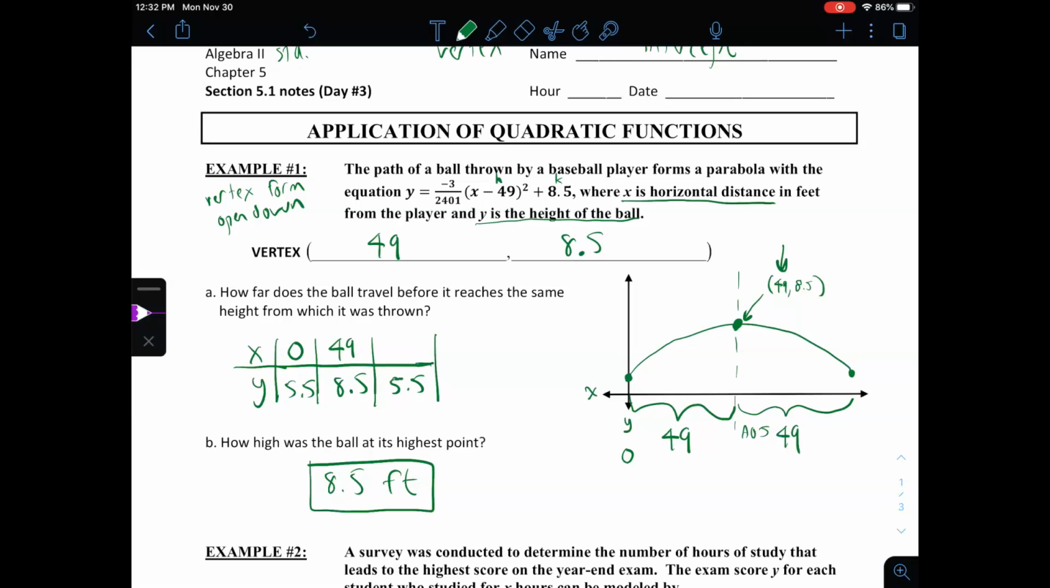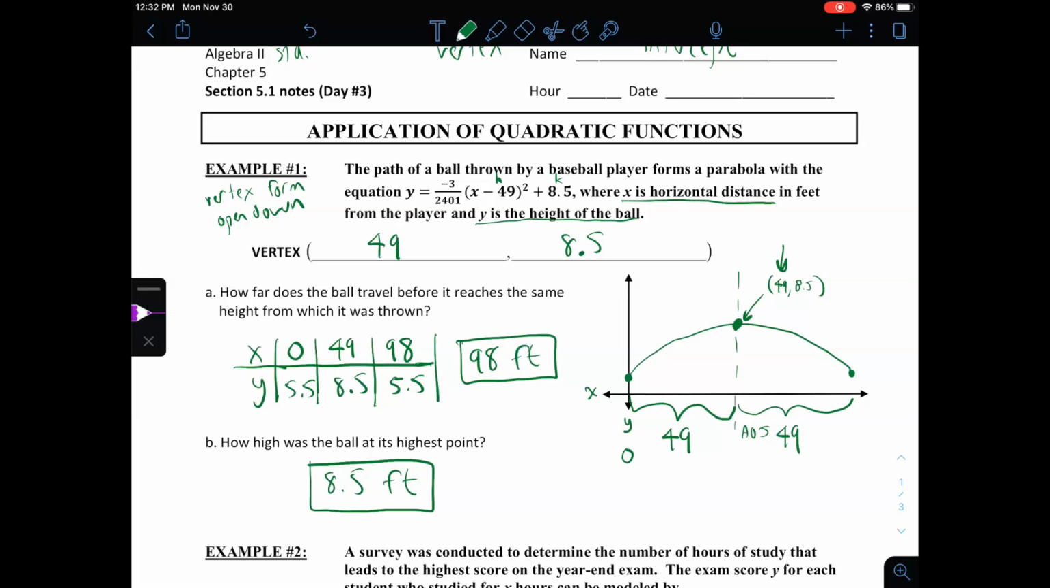Because a parabola is symmetrical on both sides, the distance from the vertex to one point has to be the same on both sides of it. So what's 49 plus 49 going to be? Well, that's going to be 98. So our final answer is going to be 98 feet.